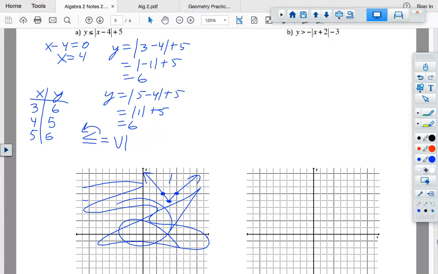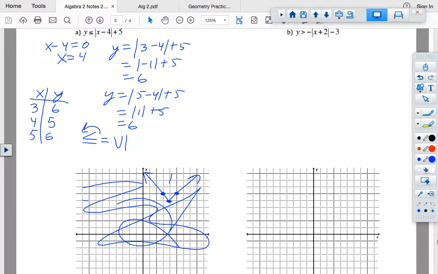Okay. If we look at B, who can tell me some things about B without us even graphing it, without doing anything, Brian? There's a negative from the absolute value. What does that mean? That means like the one's upside down. It's going to face down. Good. Excellent. Wait, why do we put the sign?